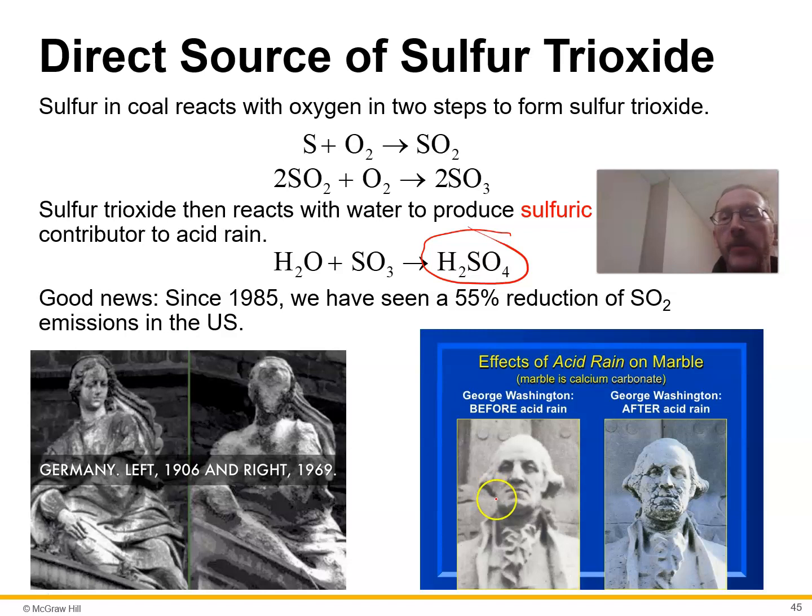Here's a statue of George Washington from marble, which is mostly calcium carbonate. Your trivia for this one: calcium carbonate is CaCO3, which is limestone or chalk rock, also known as, if you take chalk rock and turn it around, then you can say rock chalk.